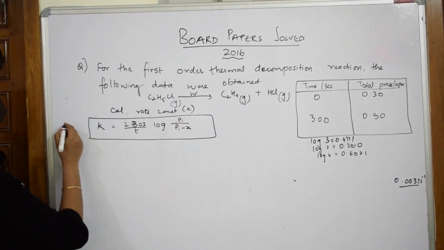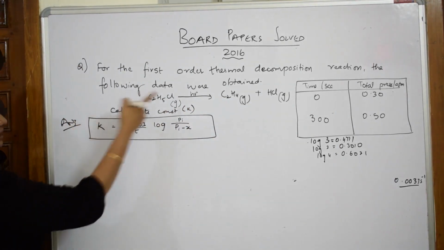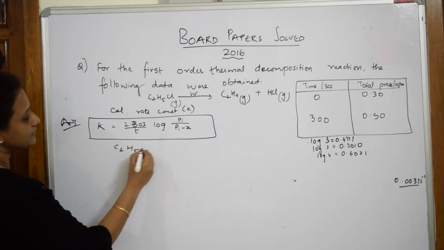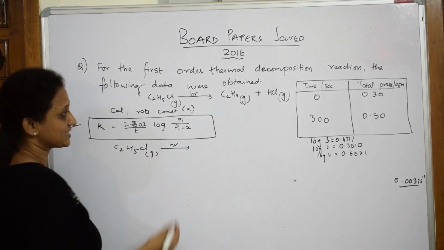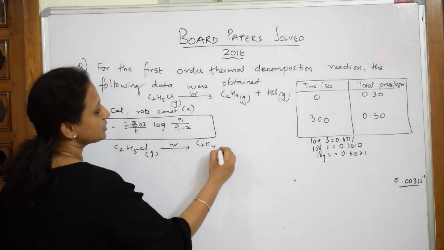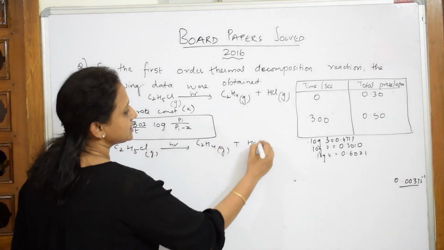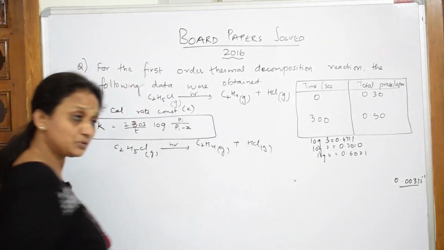Now, as soon as you write the reaction, start your answer. Now pick up that C2H5Cl, in the gaseous state, in the presence of h nu, sunlight, is going to give you C2H4 plus HCl gas. Right, done. Now what happened?